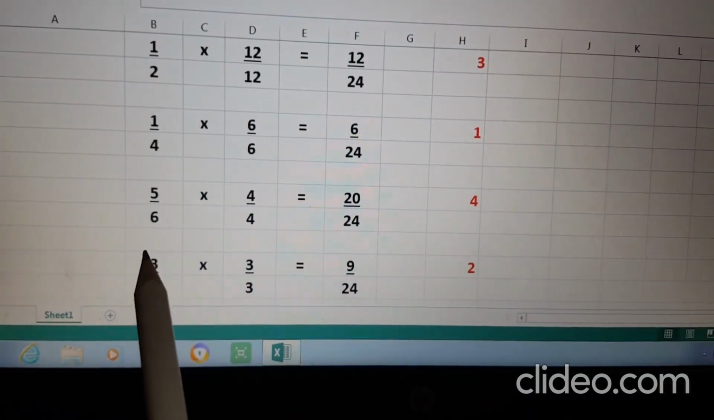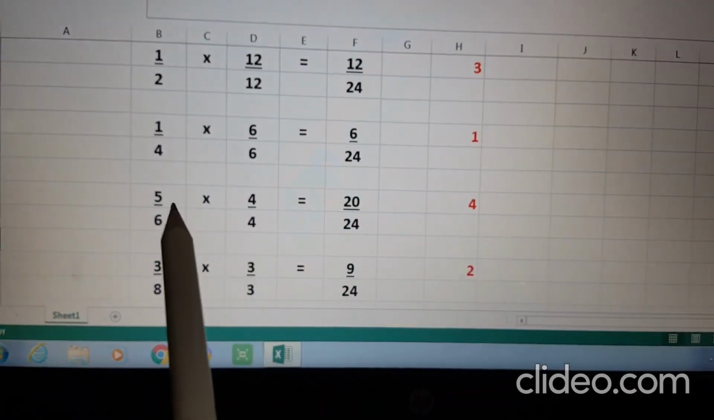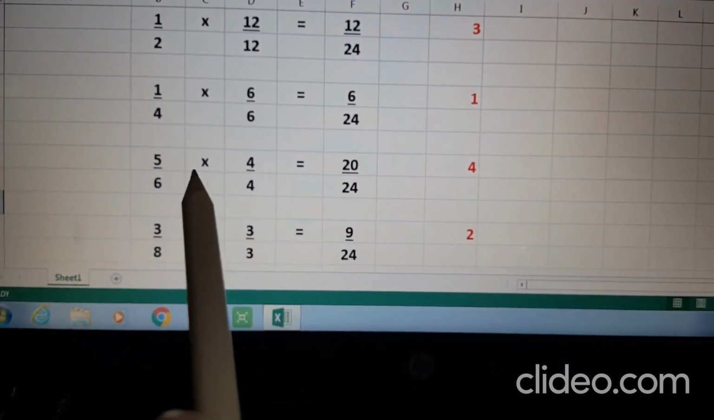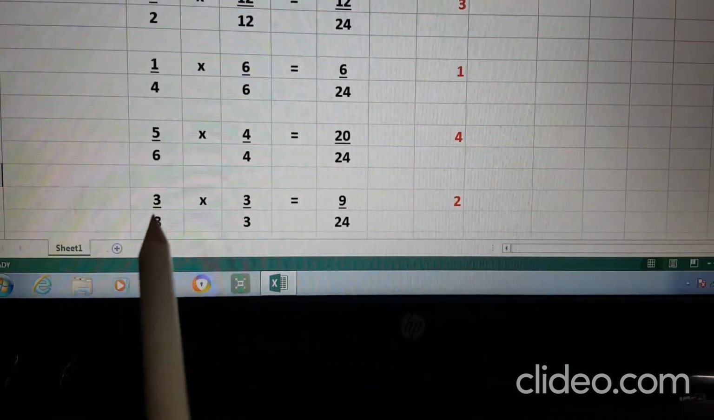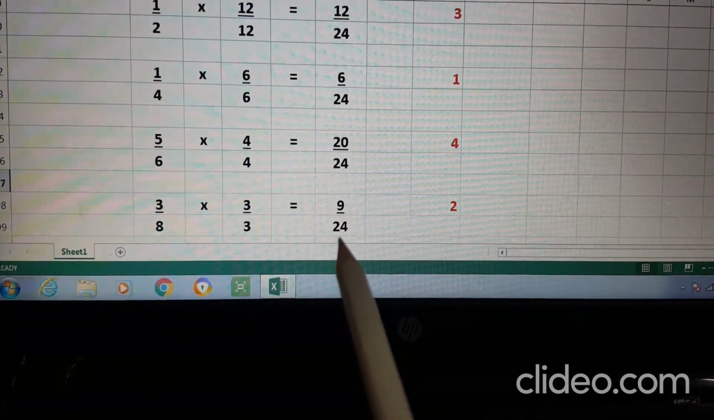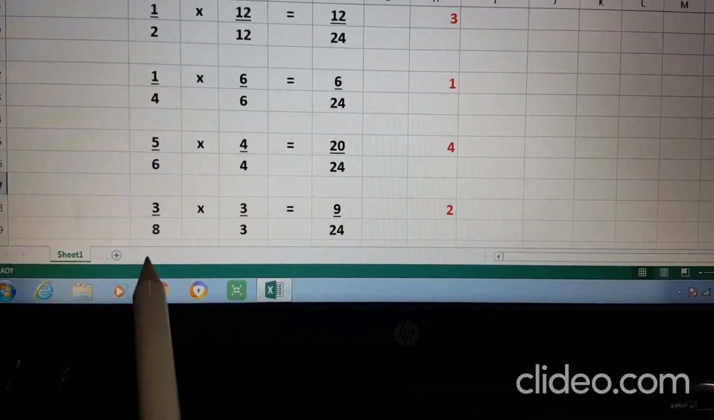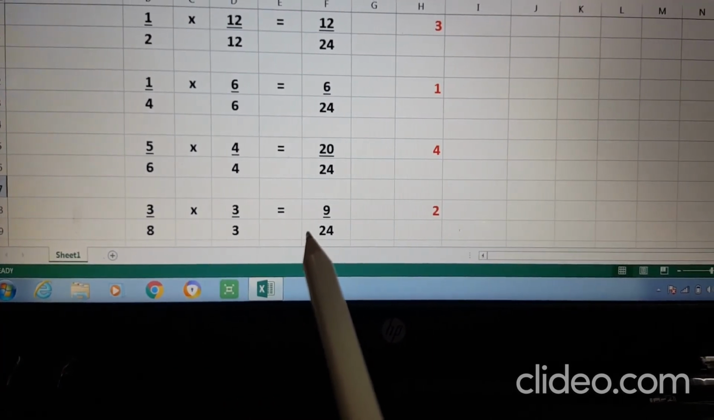Next is 5 upon 6. So 24 divided by 6 is 4. So numerator and denominator both will be multiplied by 4 and 4. 5 fours are 20 and 6 fours are 24. Next is 3 upon 8. 24 divided by 8 is 3. So we will multiply numerator and denominator by 3 and 3. So 3 threes are 9.